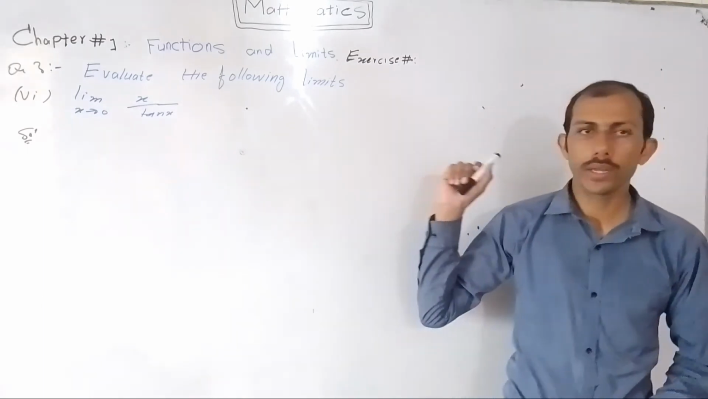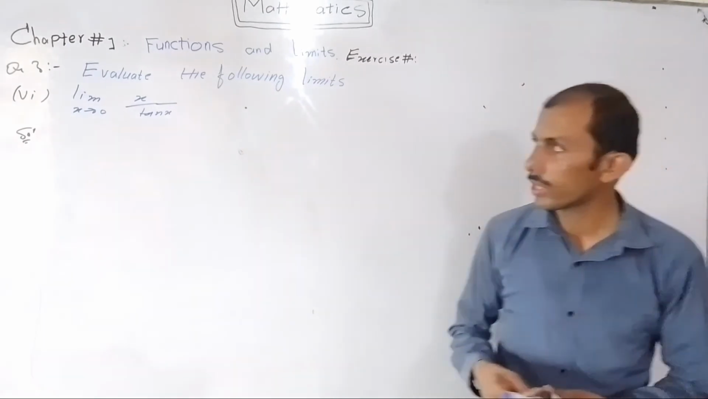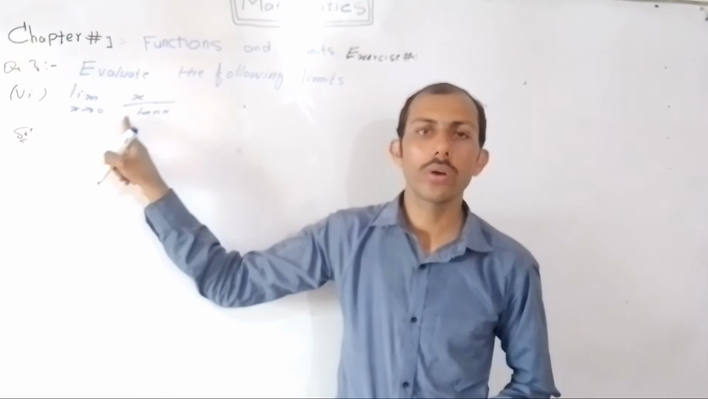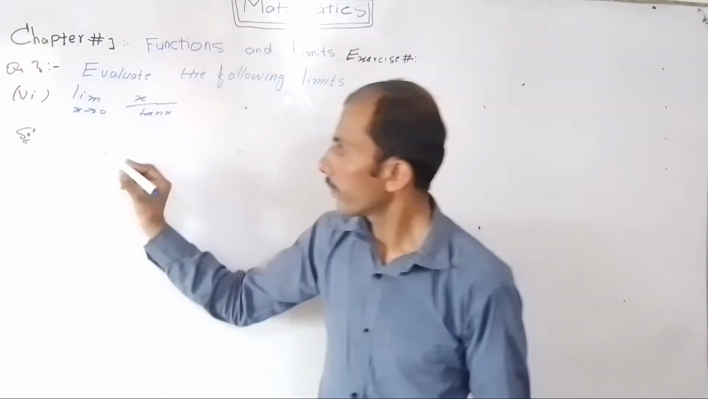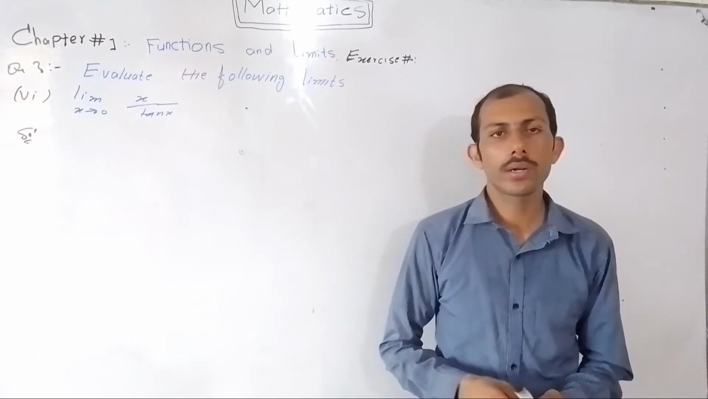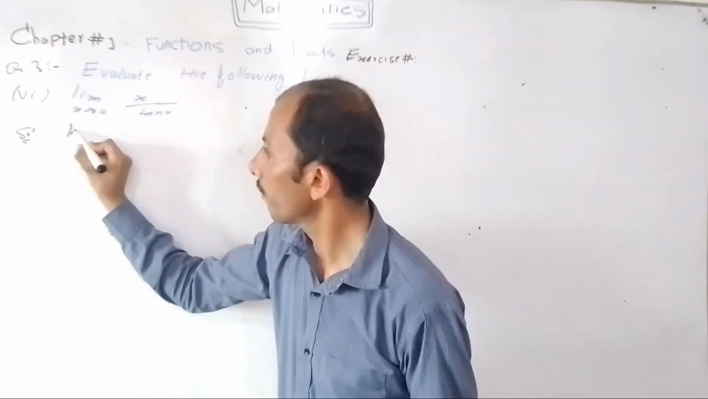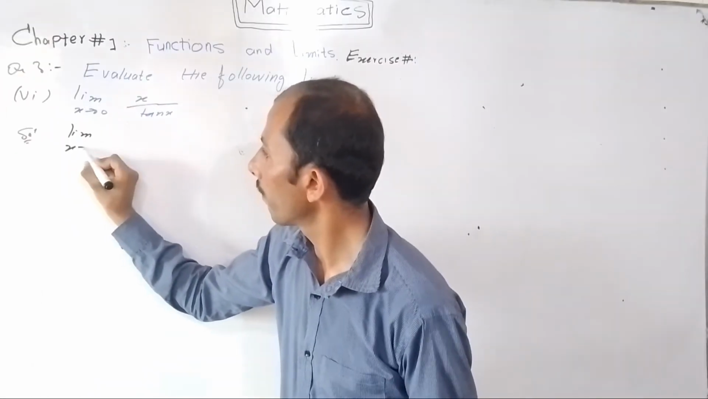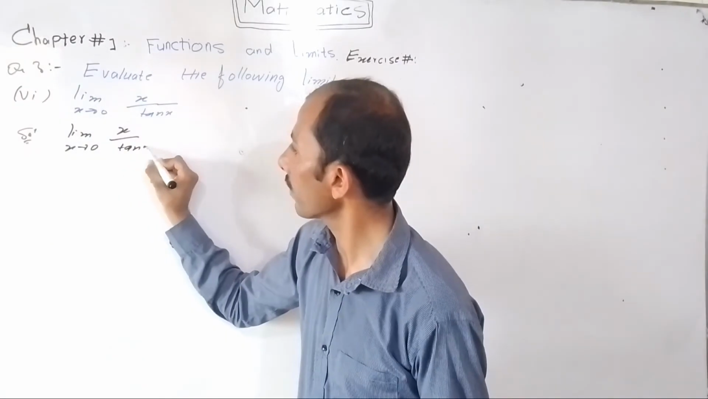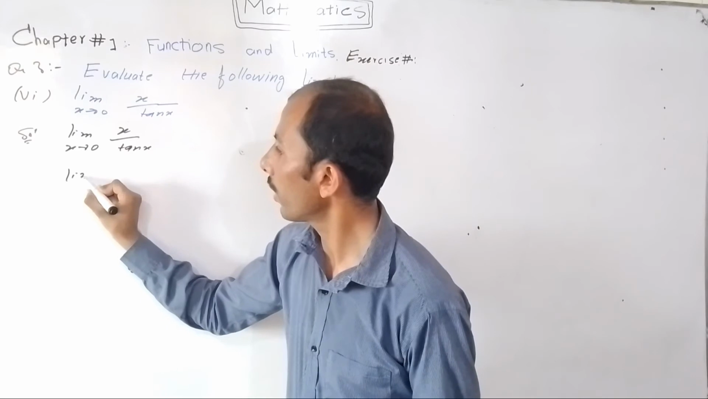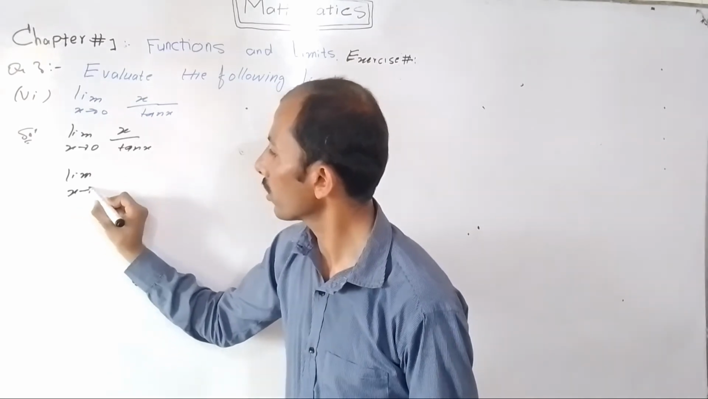Question 3. Evaluate the following limits. Part 6. Limit x approaches 0, x divided by tan x. First, as it is, limit x approaches 0, x divided by tan x.